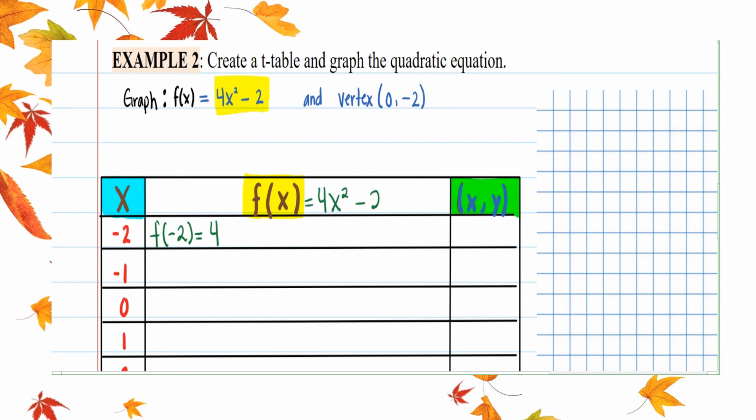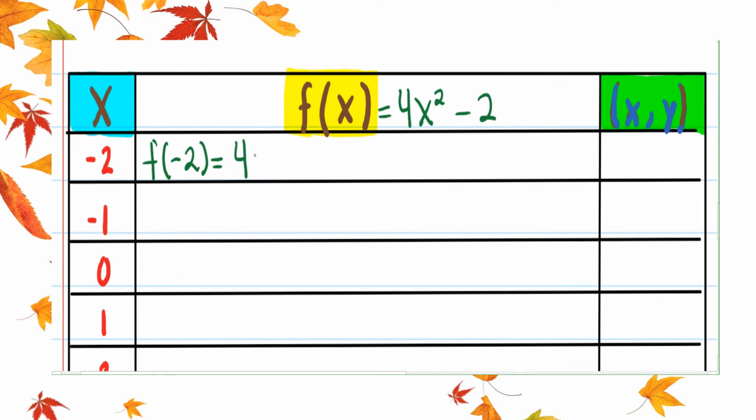So let's go with this one. Our equation is 4x to the second power minus 2. A is positive, it's 4. That means your parabola is going to open up. So it's going to look similar to the previous one.